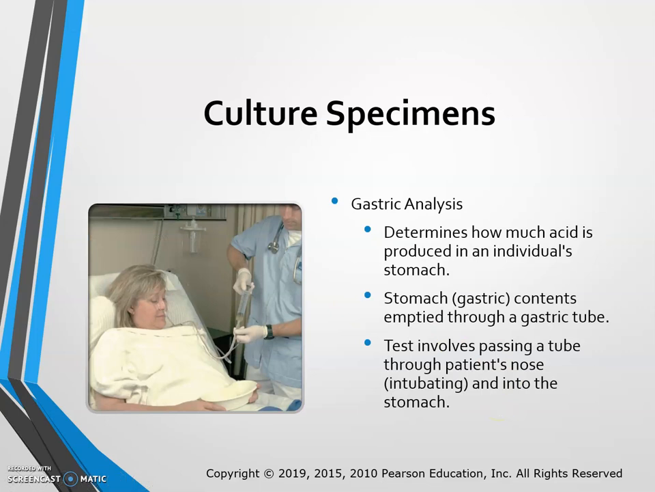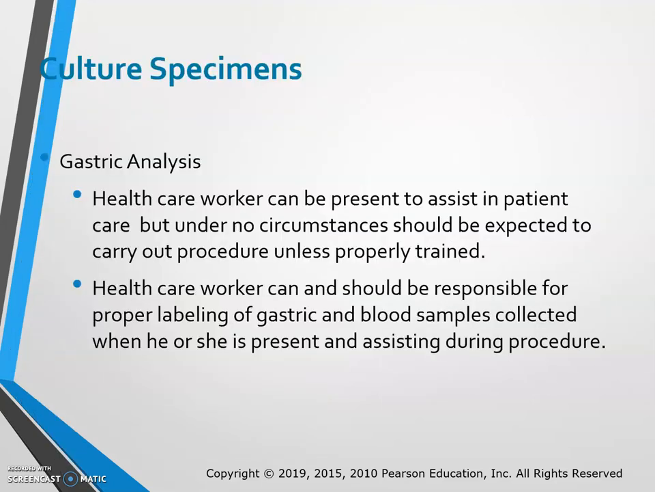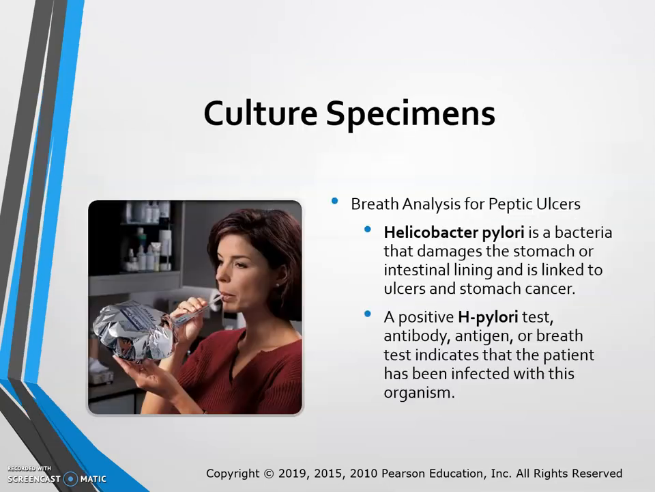Gastric analysis, performed by a nurse or physician, is to determine how much acid is produced in an individual's stomach. The stomach's gastric contents are emptied through a gastric tube, which is passed through the nose and down into the stomach. The healthcare worker can be present to assist in the patient care, but under no circumstance should be expected to carry out the procedure unless properly trained. The healthcare worker can and should be responsible for proper labeling of gastric and blood samples collected when he or she is present and assisting during the procedure.